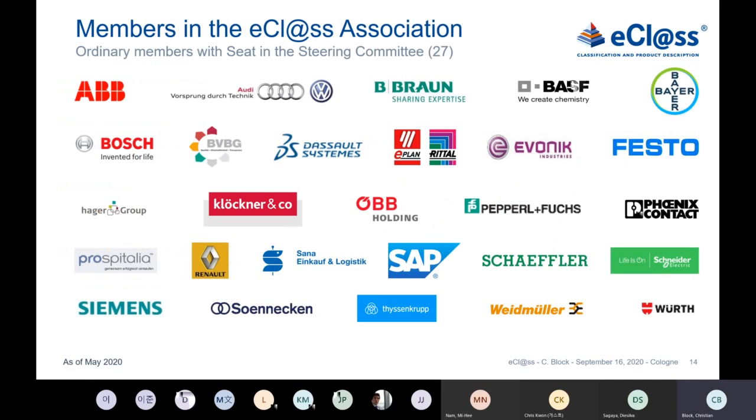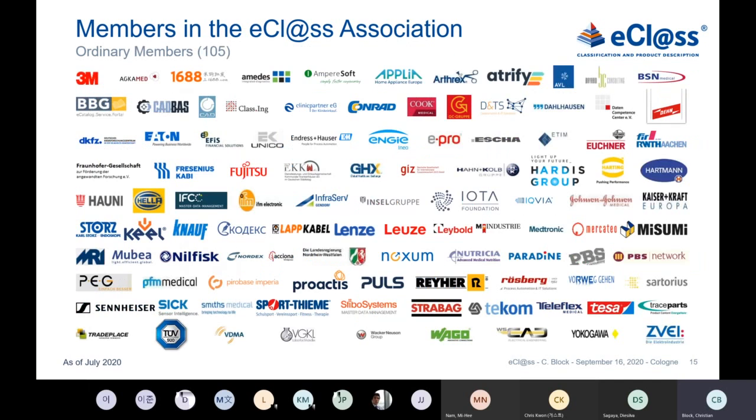A few words about the association before coming to some details of eClass. So the association has at the moment 27 steering committee members. Maybe you know a few of them, large global players. I don't want to call one of them, so you can read it by yourself. You can get these slides later.